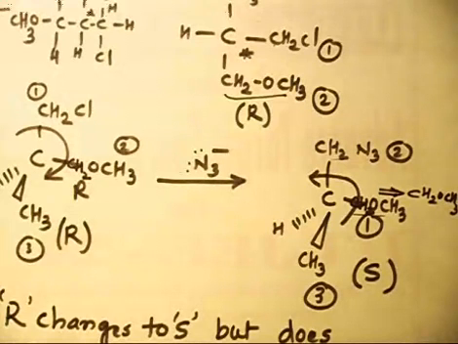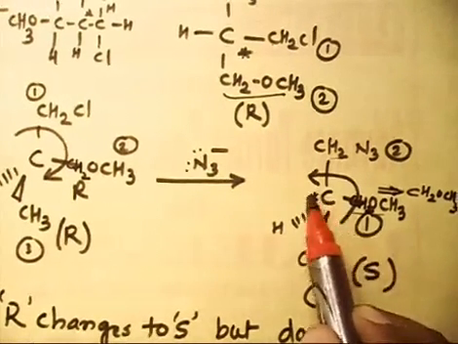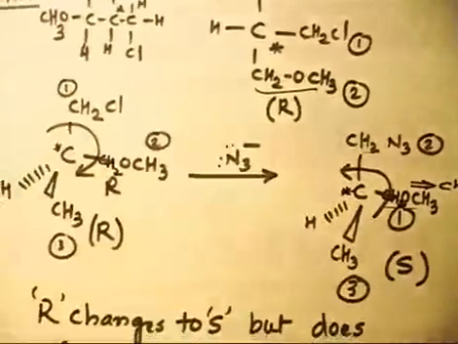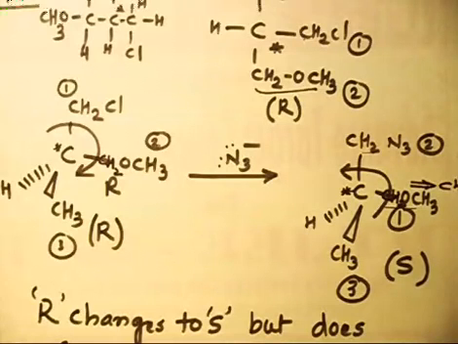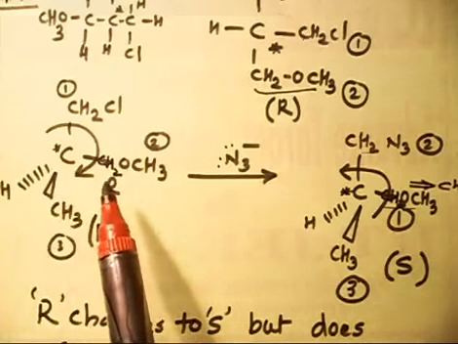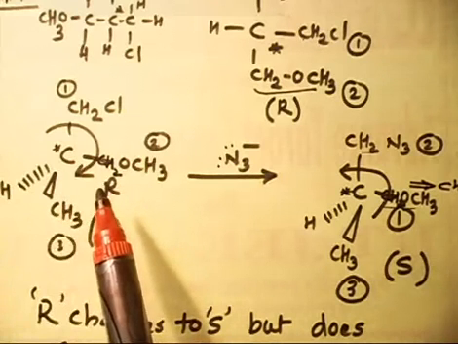But does the configuration around the chiral carbon change? So it is a very valid question I am asking. Does the configuration around this carbon change or not? Configuration has changed R to S, or its nomenclature has changed from R to S. But does the configuration about the chiral carbon atom change? In space, does the spatial orientation of the atoms change or is it the same?